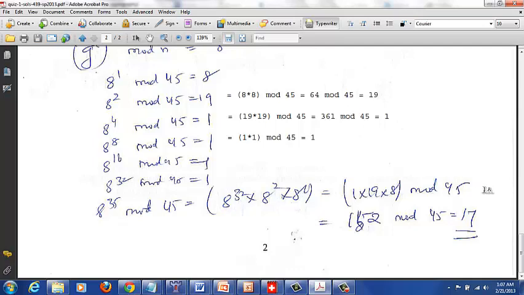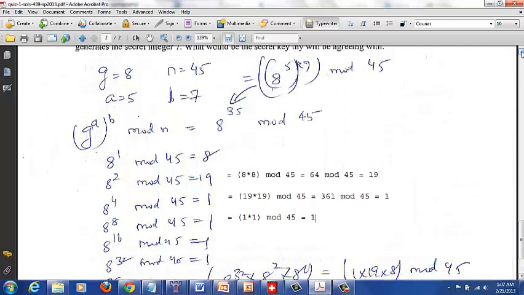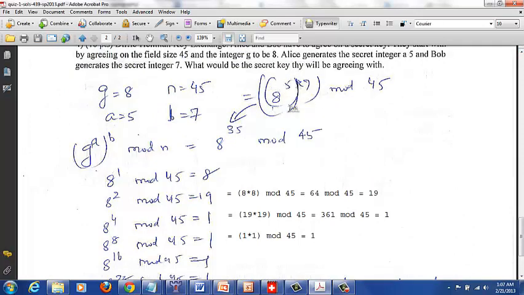So this is the secret key Alice and Bob have agreed on. And if Bob has to do it, he has to do 8 to the 7, the whole thing raised to 5, but it's still 8 to the 35. Okay, so either way you should get the same thing.